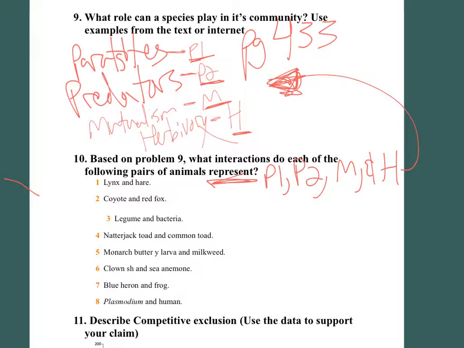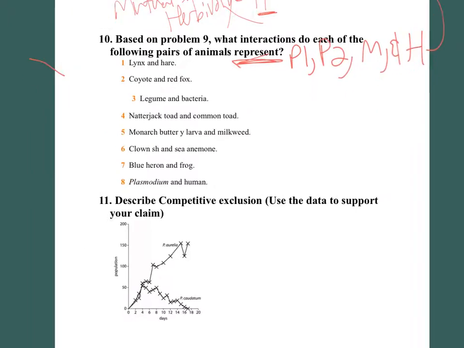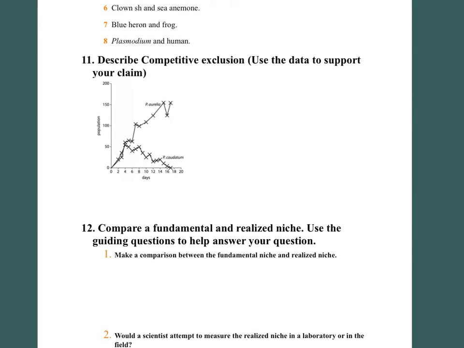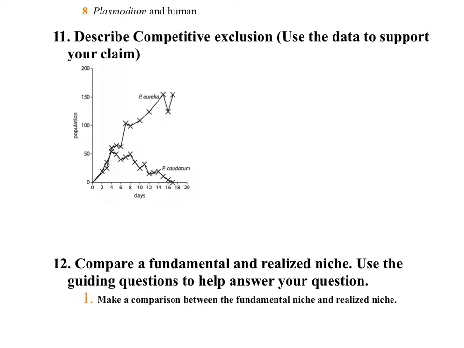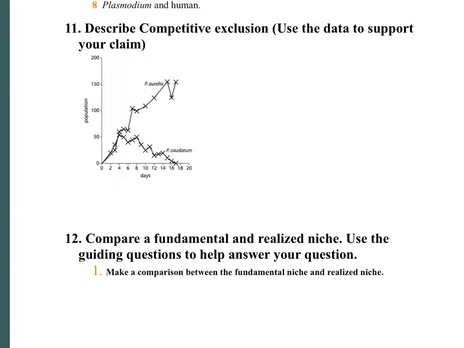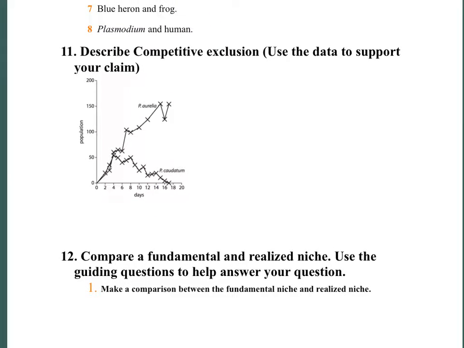And so there's lynx, hare, and all kinds of examples for different interactions. Describe competitive exclusion. Use data to support your claim. We are going to look at that in the next video. This is almost done with your notes or guiding questions. These questions would be on an FRQ style exam. So competitive exclusion is dealing with competition between species. You are going to look at these 2 species in your textbook and identify what would cause competitive exclusion.